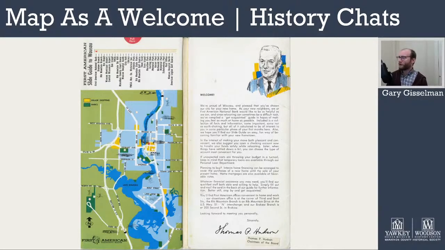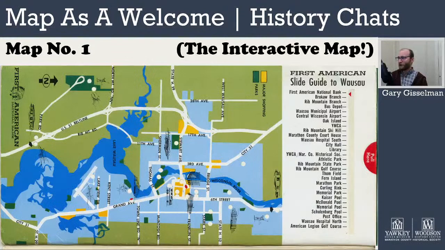On the right, you can see a little bit of a welcome from Thomas Hudson, who is the president of the bank and one of the big personalities that helped to develop it during his tenure. We'll talk more about him in a second. But on the left, you get this really interesting map, which is mainly the reason that I wanted to talk about this. Now, it's worth noting, this is not the only map that's going to be in here. We'll talk about the other maps as they come up, but this is map number 1.